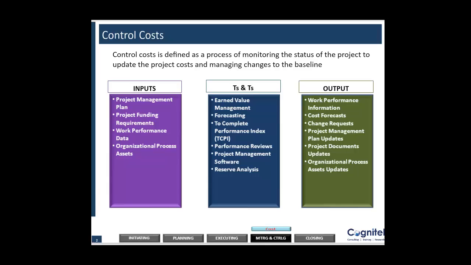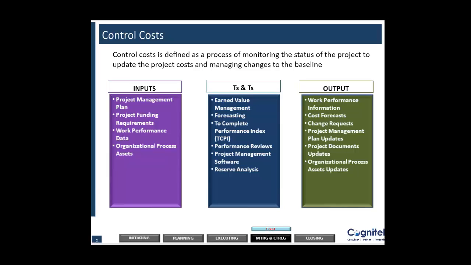Then organization process assets, that's also an input. What is an organization process asset? Can anyone tell me? What is an OPA? Any thoughts?